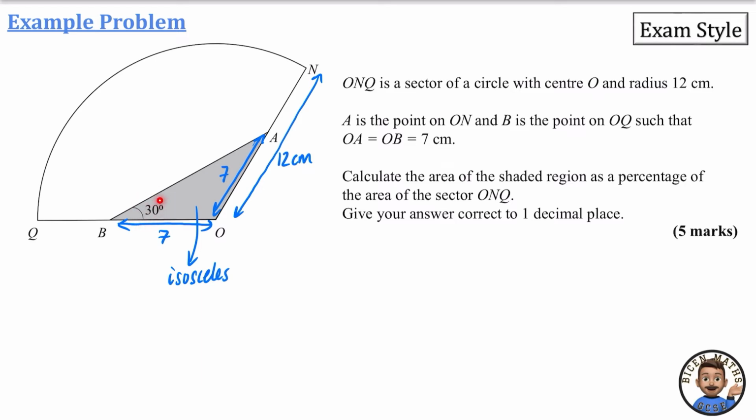We'll also notice they've told us that this angle here is 30 degrees. Could be useful in a little bit. Just going to move that there. It says calculate the area of the shaded region as a percentage of the area of the sector ONQ, and give your answer correct to 1 decimal place. So let's start off by finding the area of the shaded region that we've got.